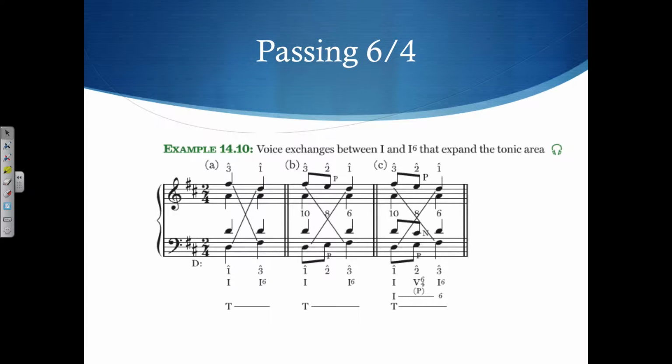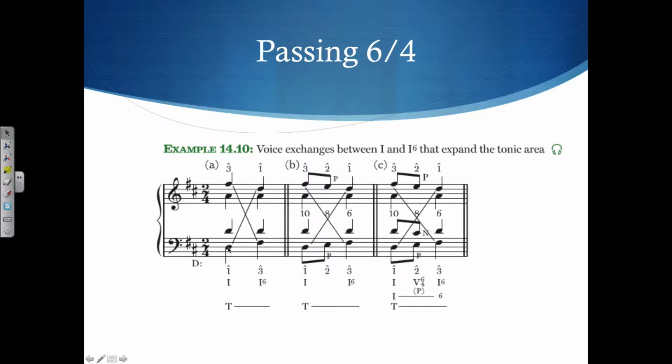But before I do, let's look at what the idea of a passing motion means and why we use 6/4 chords in passing motion. It comes from counterpoint, and one thing that composers were very fond of doing, especially in the Renaissance, was to have voices exchange notes or exchange pitches. We call these voice exchanges, and we can understand a voice exchange from the context of 2 voices. In this case, the bass and the soprano.